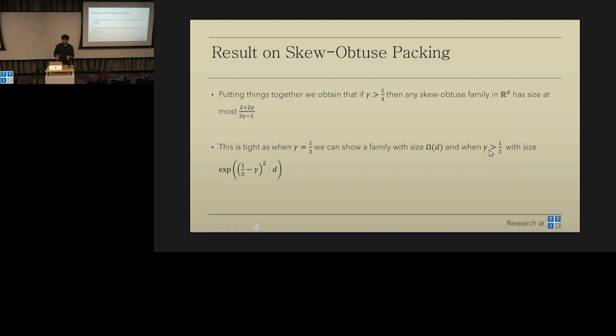If the angle margin is too small, you can actually pack in exponentially many points which satisfy the skew obtuse constraint. This is in contrast to what happens in the obtuse setting, where gamma equal to 0 is the straight cutoff. If gamma is greater than 0, you can pack in exponentially many vectors. If gamma is 0, you can pack in linearly many vectors. And if gamma is less than 0, then you can only pack in order 1 over gamma vectors. I thought this was somewhat of an interesting result, an extension of the usual geometric packing that we do.